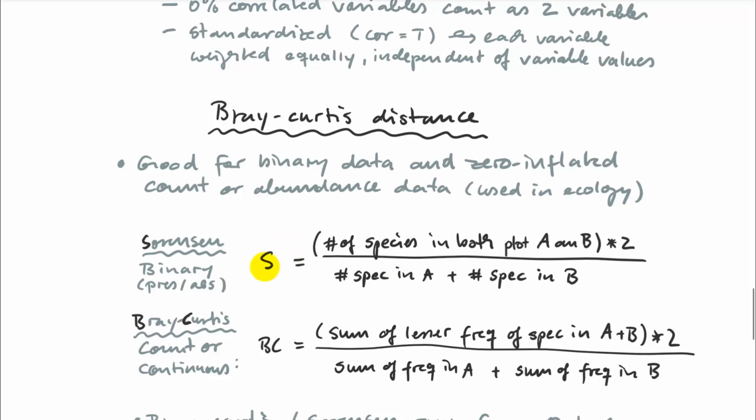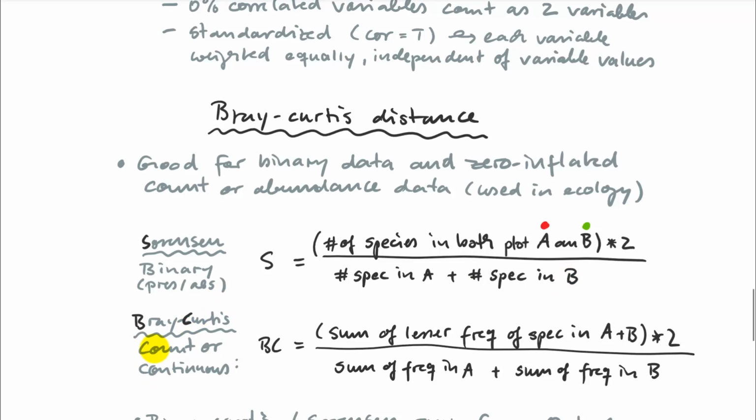If I were to calculate that distance just for 2 points, you can think of this plot A here that I use as an example as 1 point and my plot B as the other. If I wanted to calculate the distance based on multiple species, so my variables are species presence or absence, it's the number of species that both plots have in common times 2 divided by the number of species in plot A and the number of species in plot B.